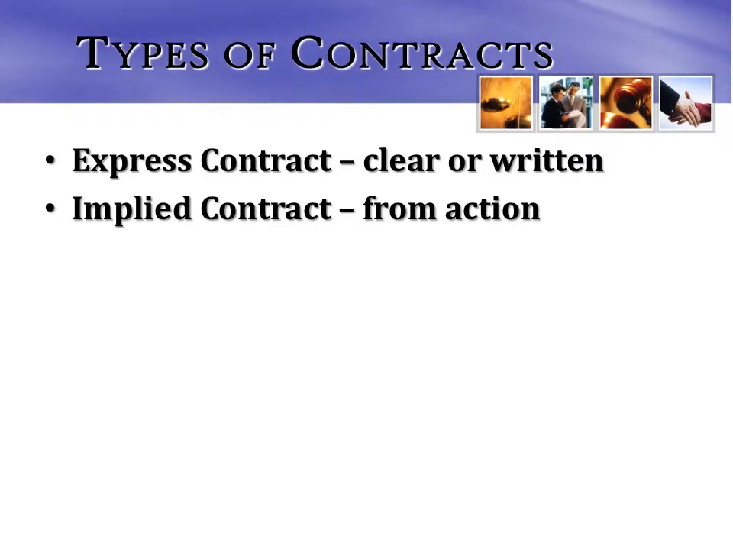A second type of contract is an implied contract. It's a form of contract that we do not understand fully until it's acted upon by the person accepting the contract. For instance, there's an offer made, but it doesn't become a contract until there's some form of acceptance. So the existence and terms are not clearly manifest, but are understood by the actions of the parties.